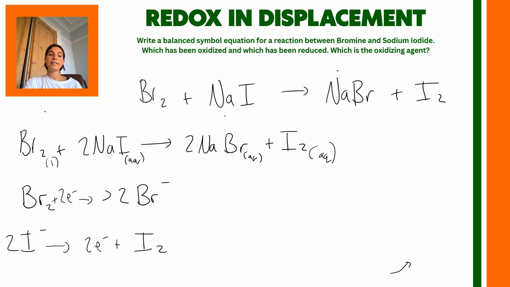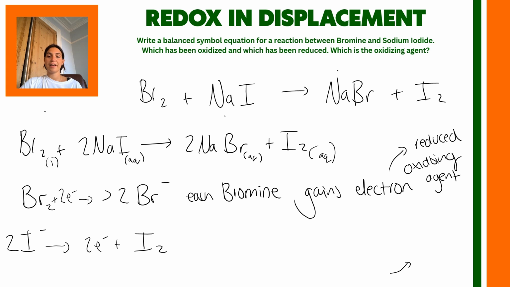Now, if I think about my iodine, on my left-hand side, I've got 2 of these negative iodide ions. And then on my right-hand side, I've just got my iodine, which is neutral. So it must have lost 2 electrons to become this neutral iodine on my right-hand side. So each bromine gains an electron. OIL RIG, oxidation is loss, reduction is gain. So my bromine must have been reduced, which makes it the oxidizing agent.